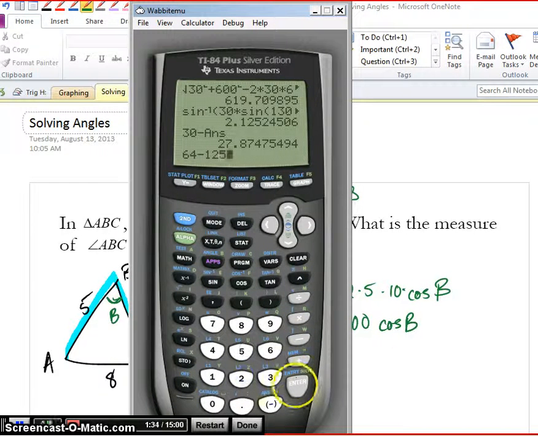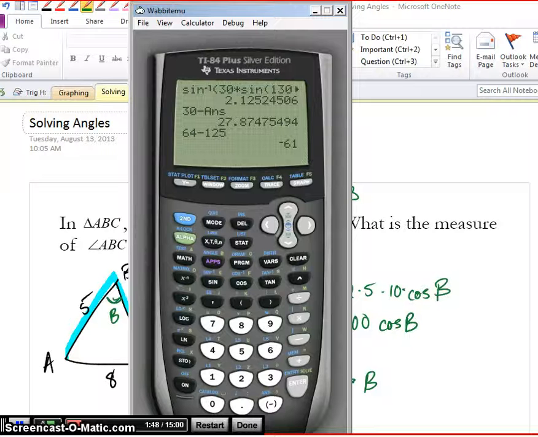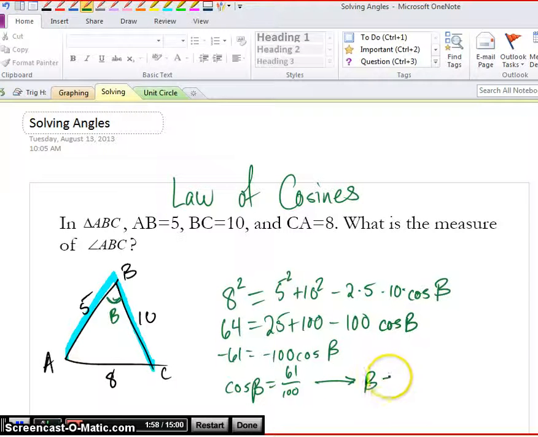Go to your calculator, or you can subtract, but just to make sure, we can say 64 minus 125 is negative 61 equals negative 100 cosine B, which means that cosine B is equal to 61 over 100, which means that B, using an inverse cosine of 61 over 100, has to be about 52.41 degrees.